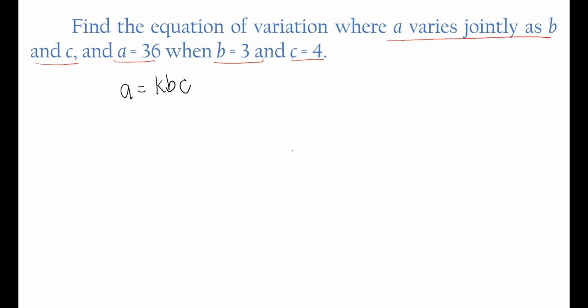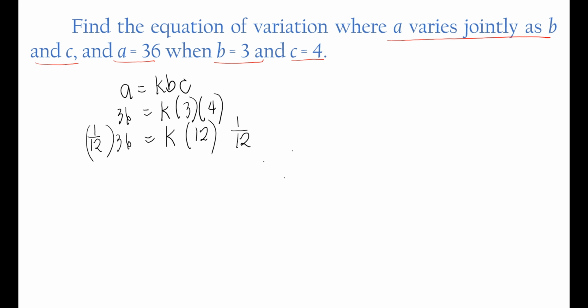Doing that, in this equation, A will be 36, K will be retained, B is 3, C is 4, and then simplify this equation to solve for the value of K. To do that, we have to simplify 3 times 4, and 3 times 4 is equal to 12. Now, to solve for the value of K, we have to multiply both sides of the equation by 1 over 12.